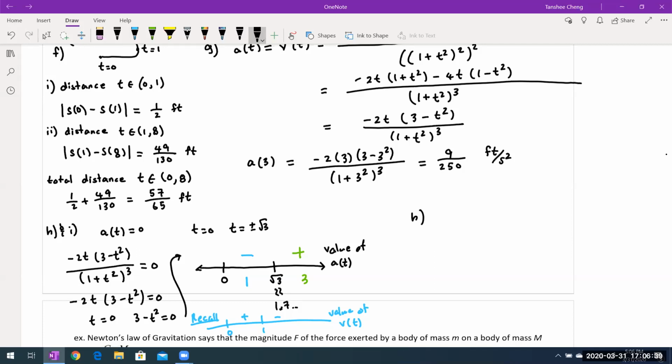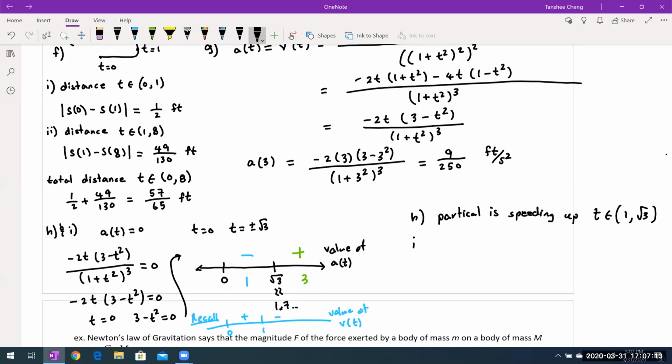When is the particle speeding up? I can say that the particle is speeding up on the time interval where, from 1 to radical 3, both of them have a negative value. That basically tells me from 1 to radical 3 seconds the particle is speeding up.